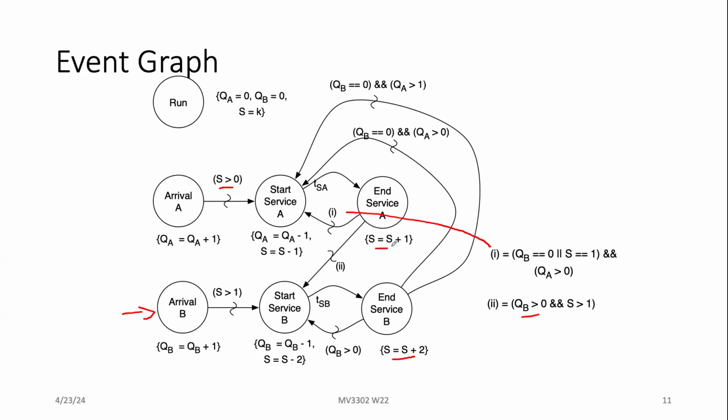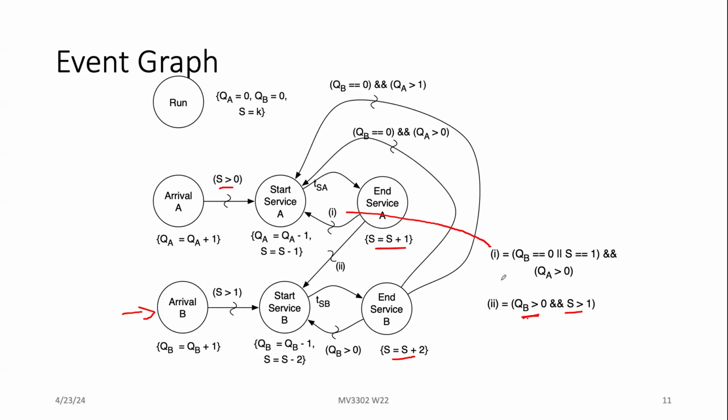But we only know that we could have one server available or we could have more. If we only have one server available, can we schedule this? No, because we need two. So if we have these guys waiting and another server in addition to the one we just got, then we can schedule the start service here.